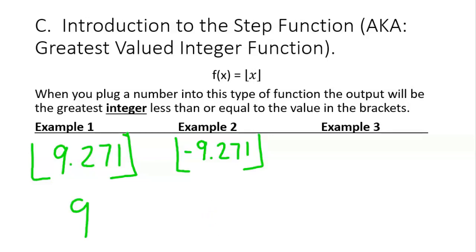Well, let's list a few. Like negative 10 is less than that, or negative 11 and negative 12. What's the greatest integer that is less than negative 9.271? And that one would be negative 10. So you got to be careful with the negatives. They kind of flip the game on us.